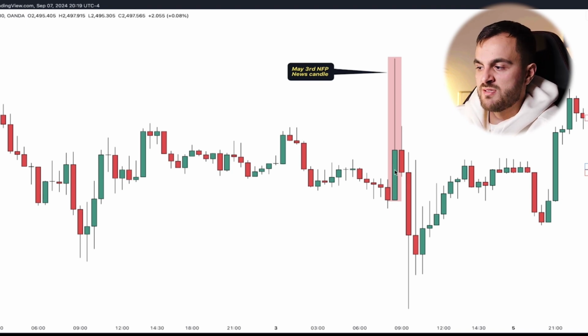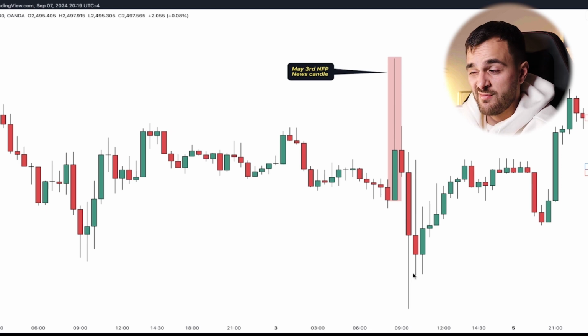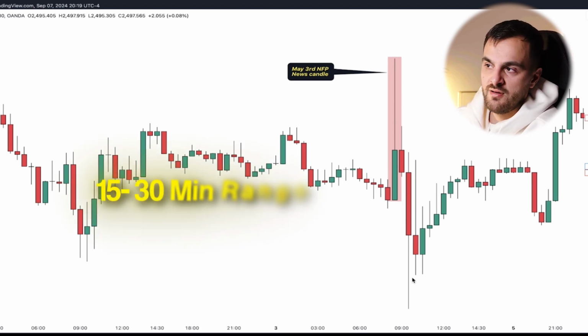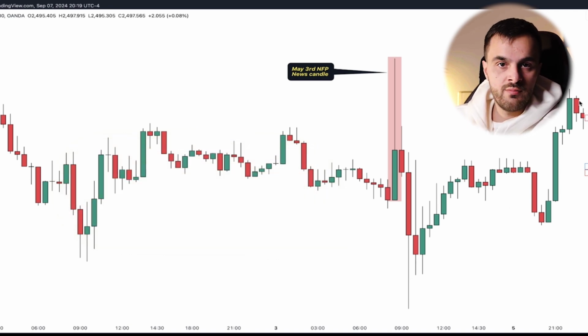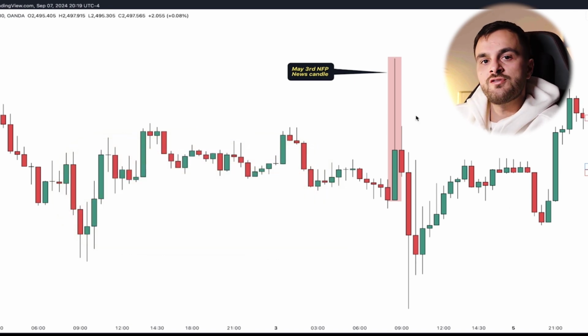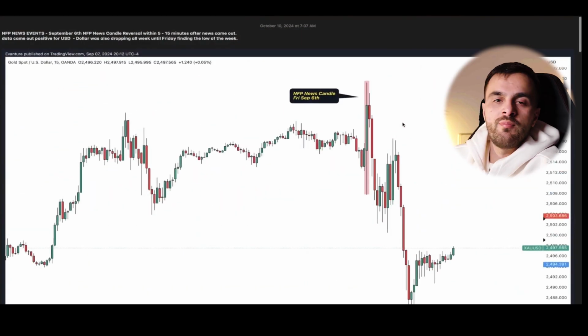So if you were selling even 5 minutes after the news, or even 15, it might not have been the best spot. So that's why I say that 15 to 30 minute range, you don't always know where the market's going to be 15, 30 minutes after the news, because news is really unpredictable, right? The market could be anywhere after news.